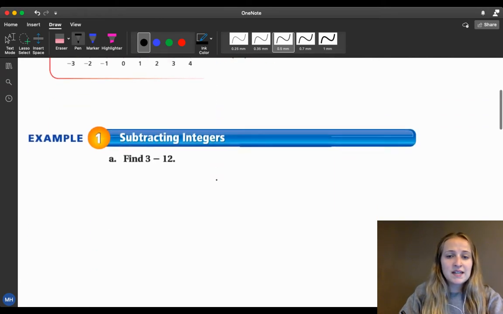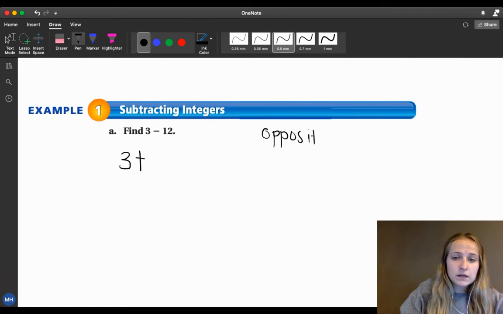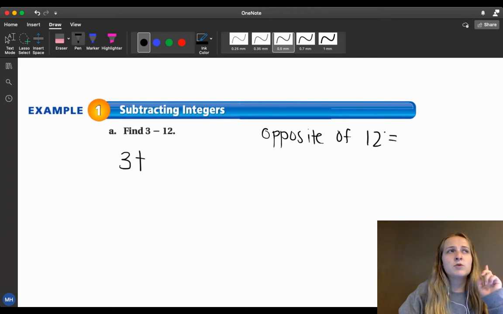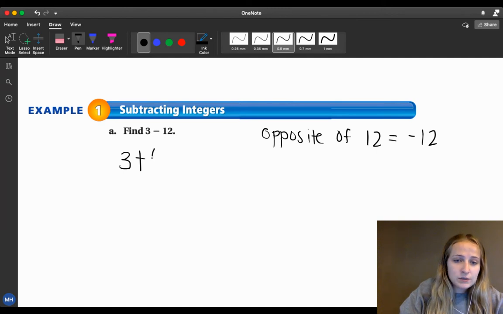All right, let's take a peek at the first example. This one says find 3 minus 12. Again, remember our steps. To subtract integers, we need to add its opposite. So I'm going to write here 3 plus, because remember, we're adding its opposite. The opposite of 12 is, think about it, what's the opposite of 12? It's going to be negative 12. So we're adding the opposite. We're going to do 3 plus negative 12.